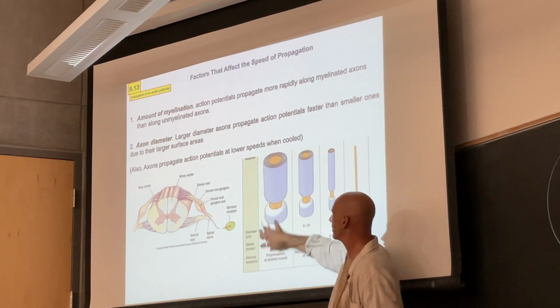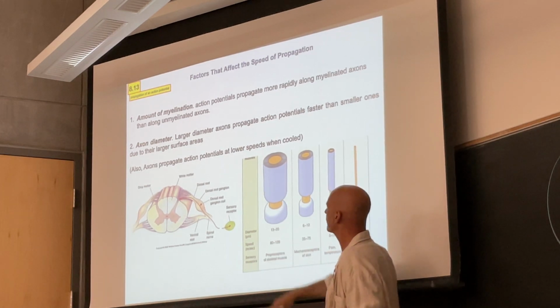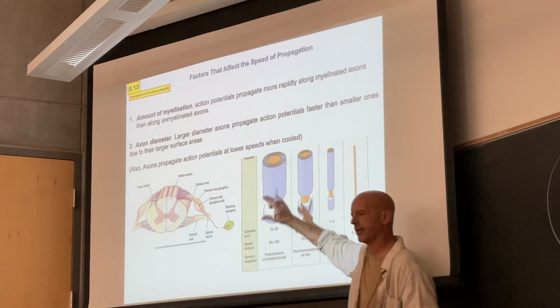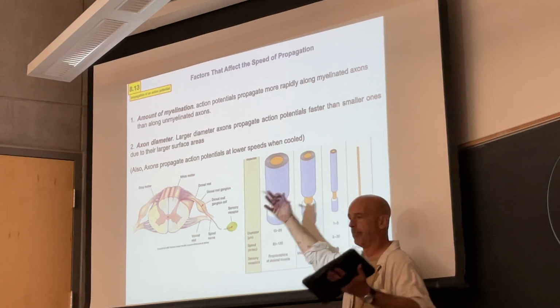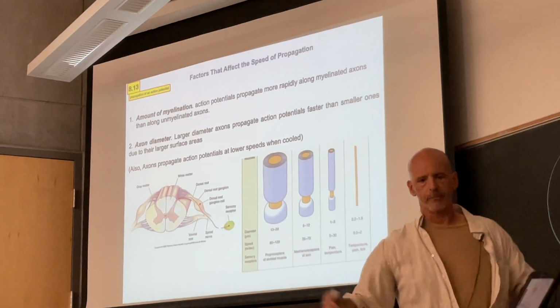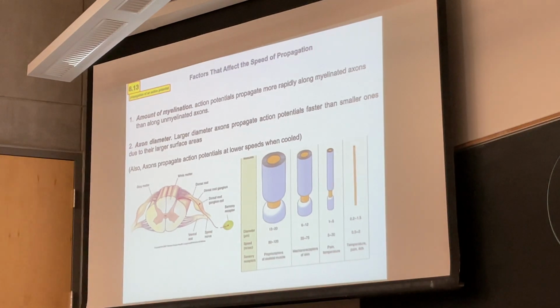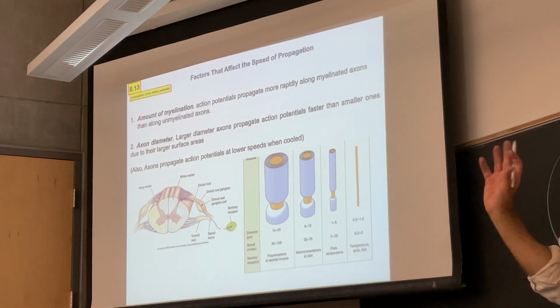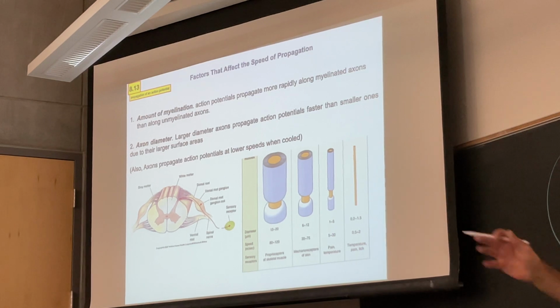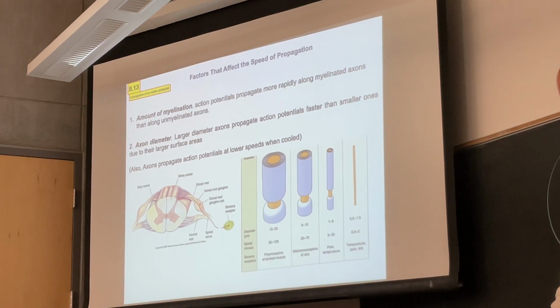There's very little resistance in a large axon. So you can do two things for an axon: you can make it bigger and you can make it myelinated. A big myelinated axon is going to be much faster than a small unmyelinated axon. Those are two things that affect the speed of the signal moving down the axon.